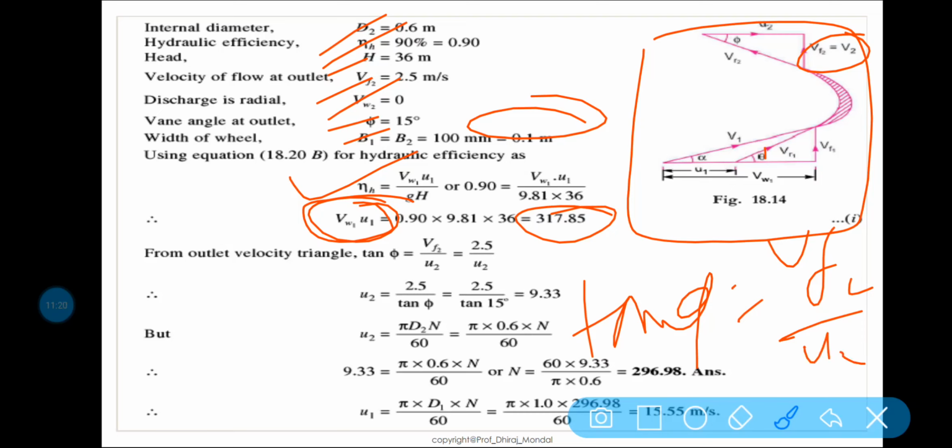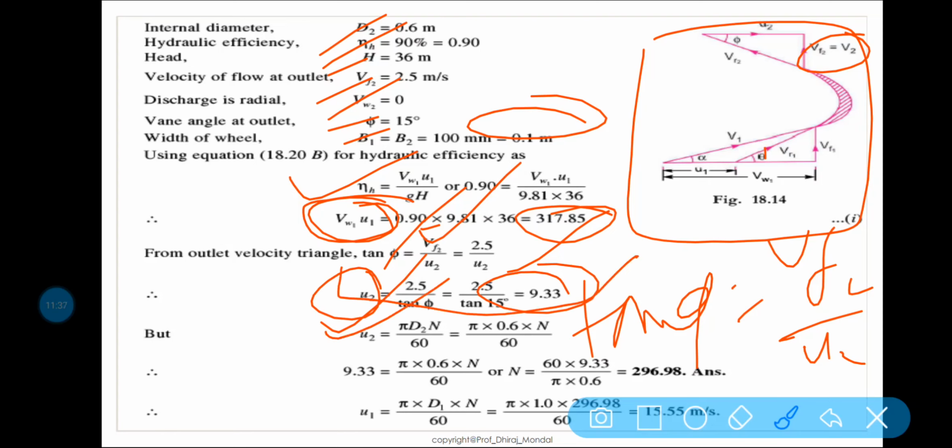So vf2 is already given, u2 is not given, phi is given. So can I find out u2? Only u2 is unknown here, so you can find u2 from this equation. Now as you have got u2, u2 is equal to pi d2 n by 60. So put the value of d2 and n, you will be getting n. That is your answer, one answer.